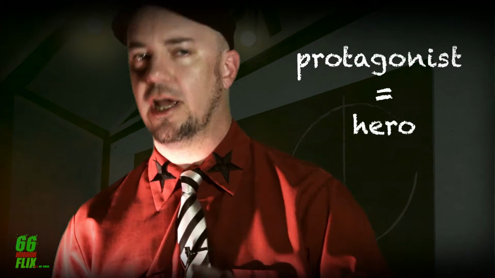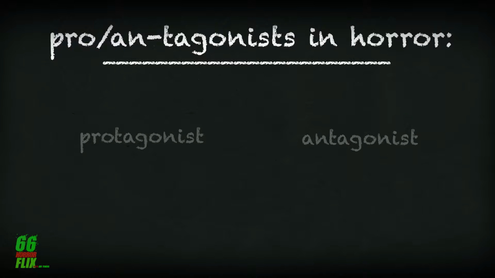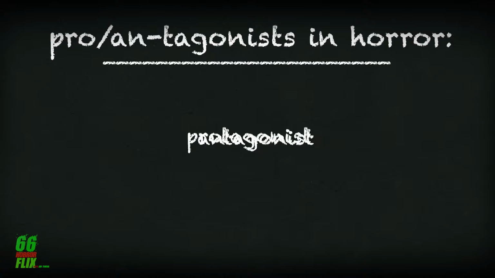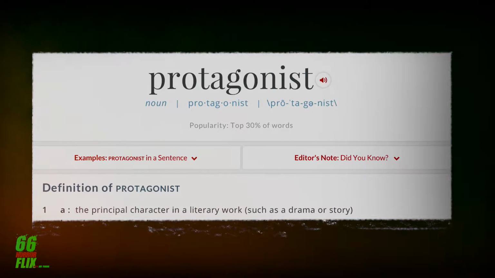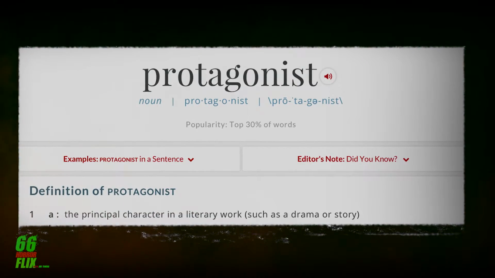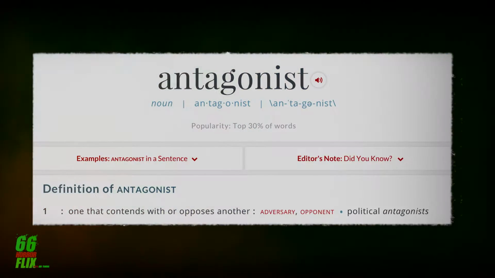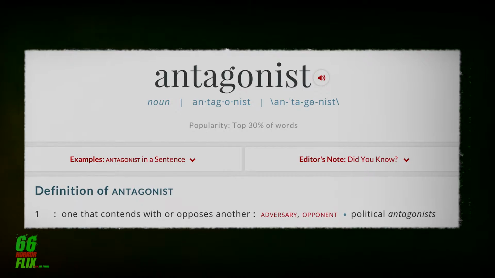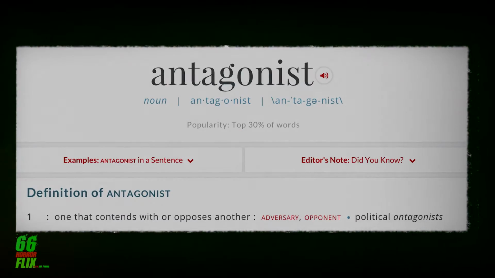Many lovers of fiction and film would define protagonist as the hero of the story and equate antagonist with the villain. But this isn't always accurate, and in horror it's often completely reversed. Here's how the Merriam-Webster dictionary defines protagonist: the principal character in a literary work such as a drama or story. While antagonist is defined as one who contends with or opposes another. No mention of heroes or villains.